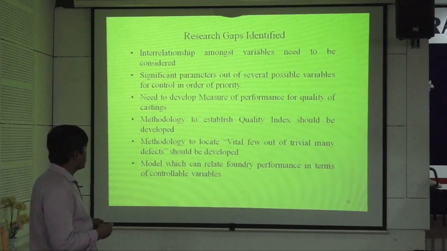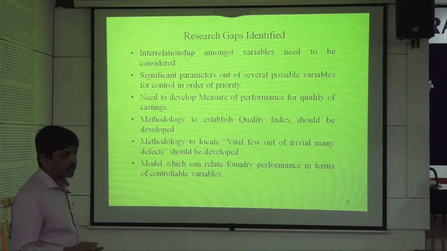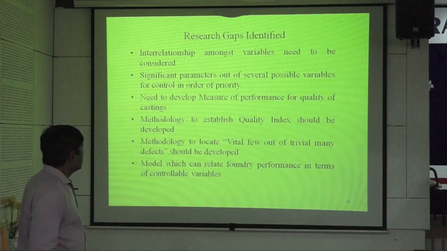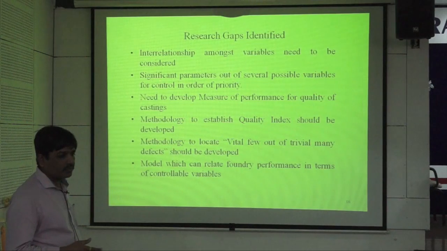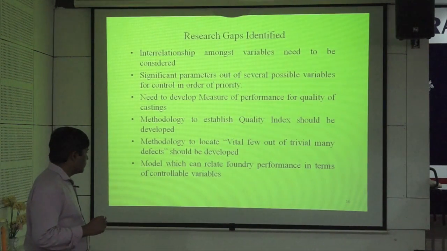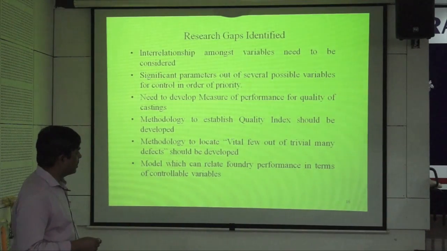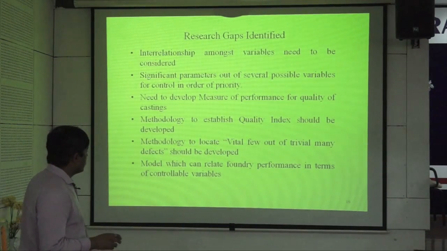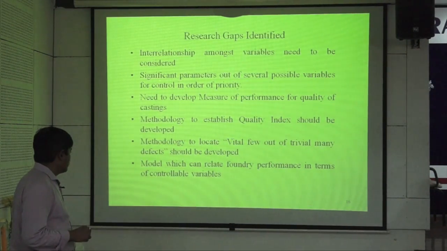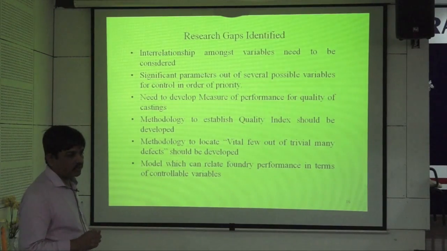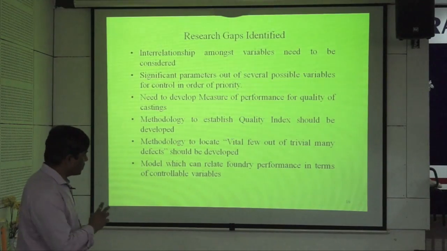So for that purpose, we are trying to develop a methodology by which we can measure the quality of castings, called the quality index. Then there has to be some powerful methodology by which we can locate the vital few defects which are affecting the quality of castings and remove the trivial many. Only important defects should be focused on, which are leading to rejection of castings. And if we have some model by which we can relate the output with the input, it will be immensely beneficial. So these are some of the gaps.